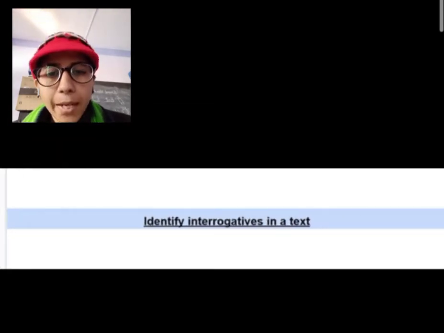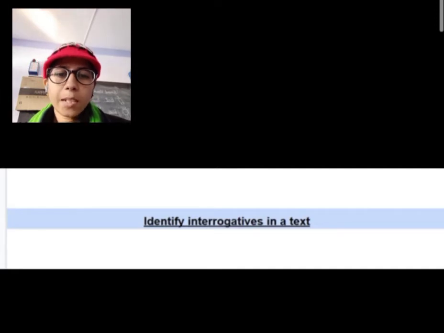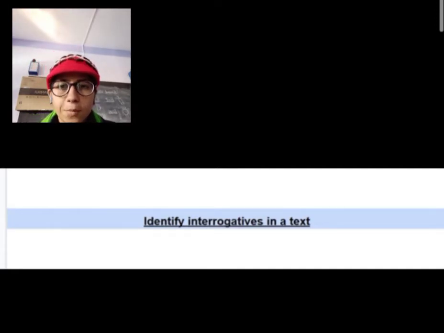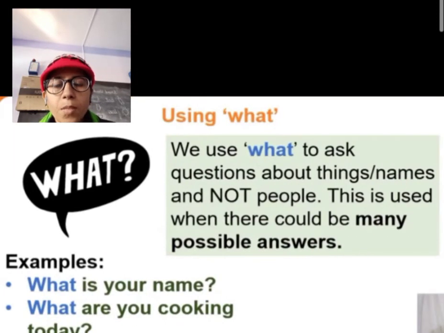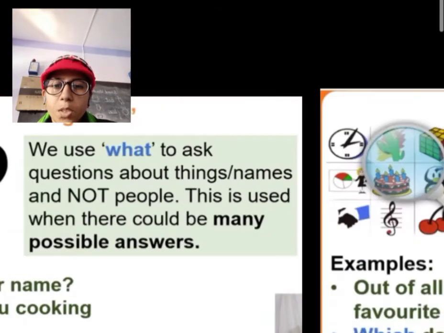Next one, identify interrogatives in a text. Using what? We use what to ask questions about things, names, or not people. This is used when there could be many possible answers. For example, here we have, what is your name? What are you cooking today?